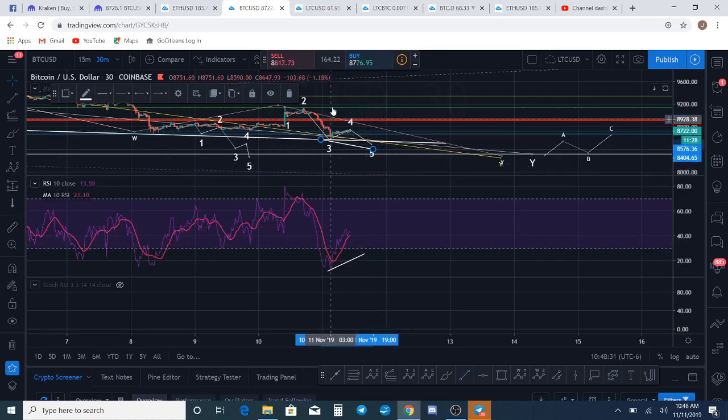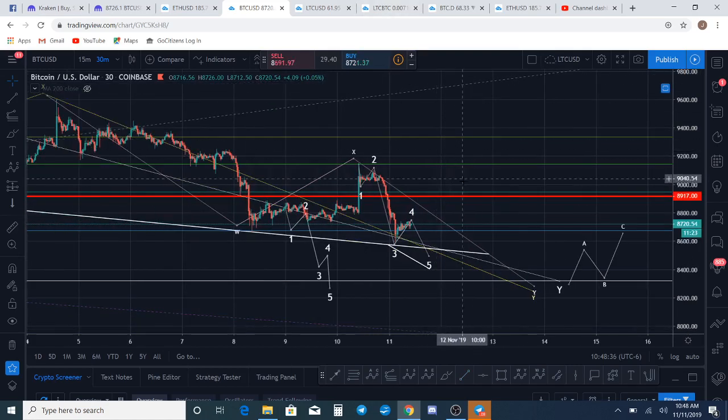So I'm not sure which one we're going to get. We'll have to wait and see what we get. But those are the two plays that I'm looking for right now. But ultimately, my ultimate bias is that we're going to make it.